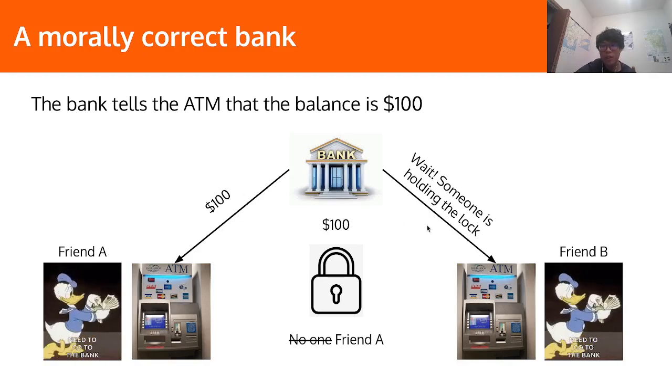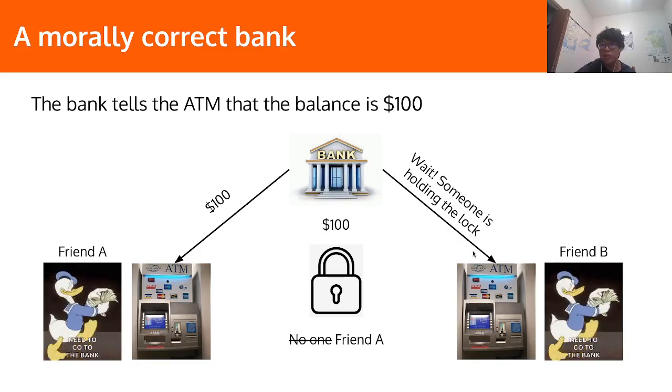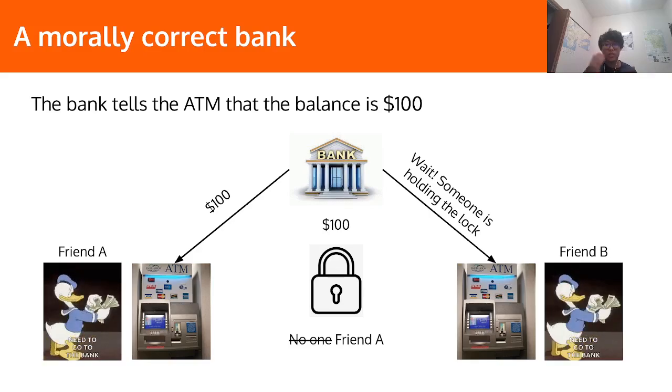Meanwhile, at the same time, B also asked, but since the lock is given to friend A, B has to wait. So notice here that B does not get the old value of $100, like in the example we had before. B just cannot do anything, does not get any information from the bank, and just waits for the lock.